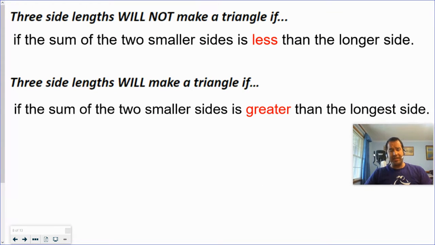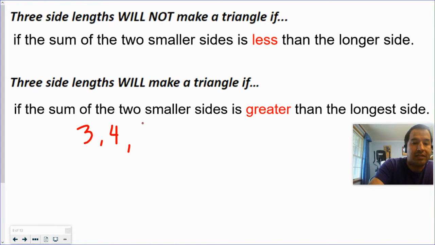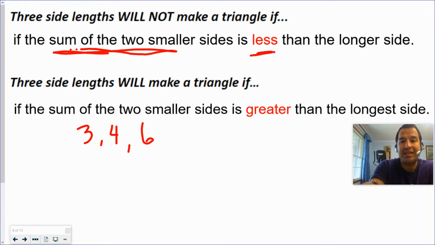First thing we want to summarize is one of the things we came up with yesterday, and it's this. If you know the three side lengths of a triangle, for example 3, 4, and 6, will that make a triangle? That's one of the key questions. And here was the conclusion we came to. If the sum of the two smaller sides is less than the longer side, then it will not. If the sum of the two smaller sides is greater than, it will.